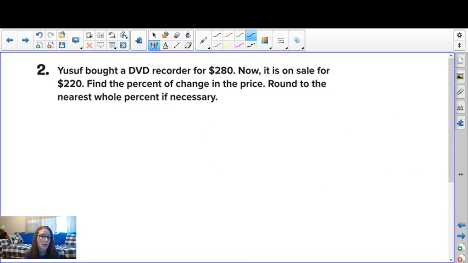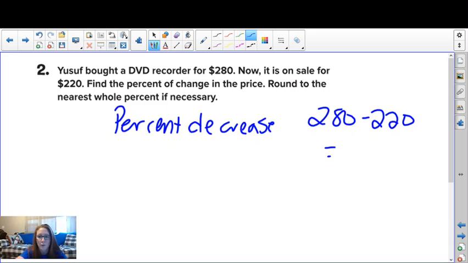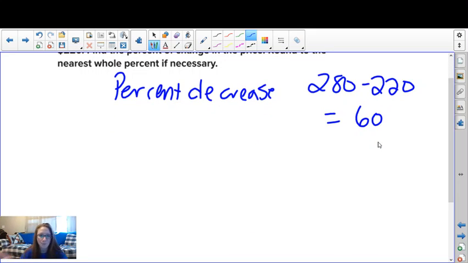Number 2, Yusuf bought a DVD recorder for $280. Now it's on sale for $220. Find the percentage change in the price, round to the nearest whole percent if necessary. So I'm going to take the change, and let's think about this. I go from 280 to 220, so I'm getting down. So this is a percent decrease. Again, we still take the bigger number, which is 280, minus the smaller number, which is 220, which means that change by an amount of $60.